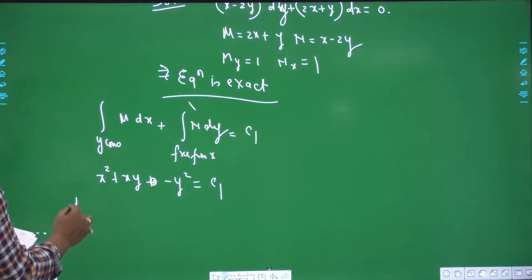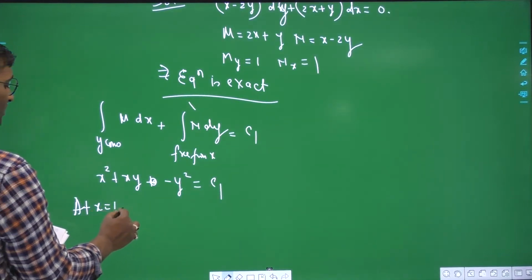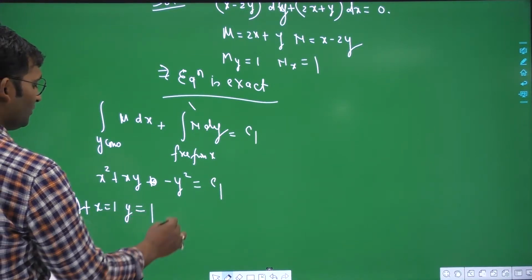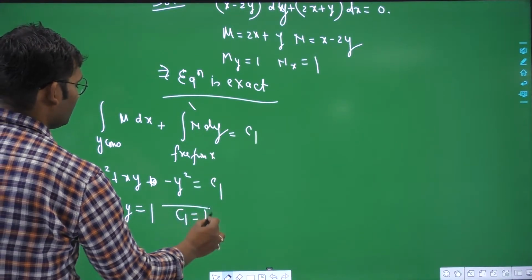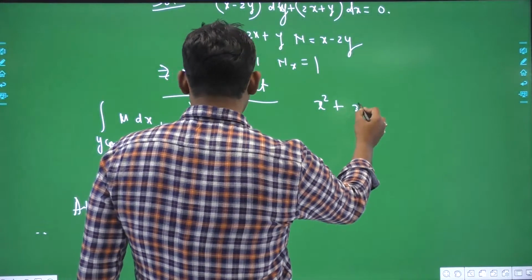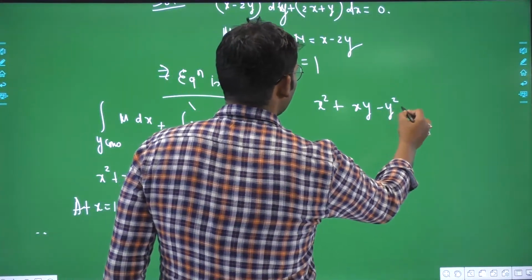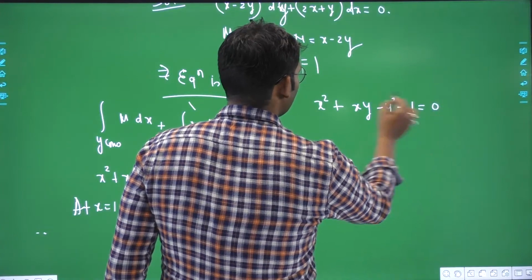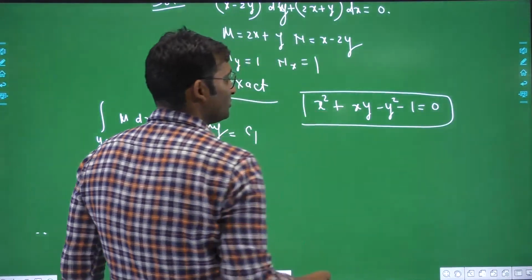Now at x equal to 1, you're getting y equal to 1. So what you're getting is c1 is equal to 1. Okay, so your given solution is x squared plus xy minus y squared is equal to 1. So I can write it in this fashion. Okay, so this is your solution.